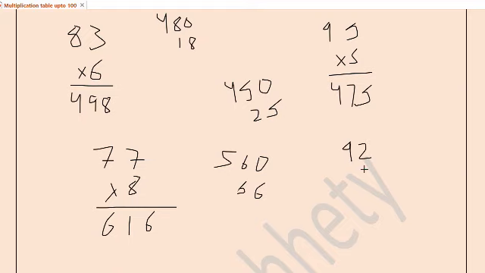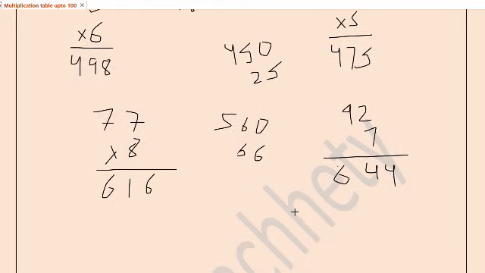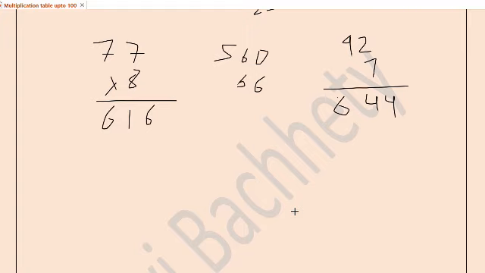92 multiplied by 7. Time starts now. Time over. The answer should be 644. Are you correct? 90 sevens are 630 and 7 twos are 14. 30 plus 14 is 44. So 644 is the correct answer. Last one we'll see. 74 into 7. 4 seconds.